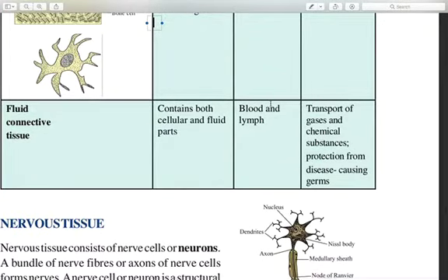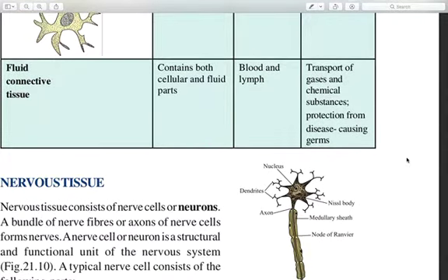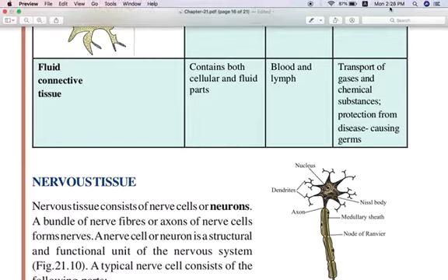We know about blood. What is lymph? Lymph is a white colored liquid. It contains white blood cells. White blood cells help in fighting against the disease-causing germs in our body. So the function of blood is the transport of gases and chemical substances to the body, and the function of lymph fluid is protection from disease-causing germs.